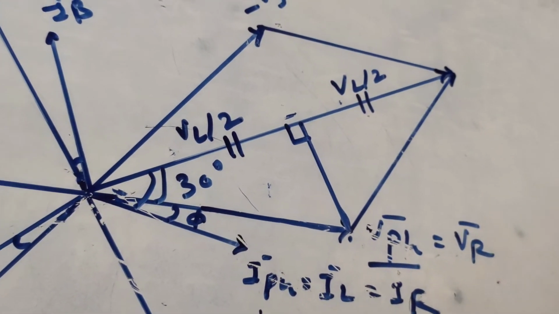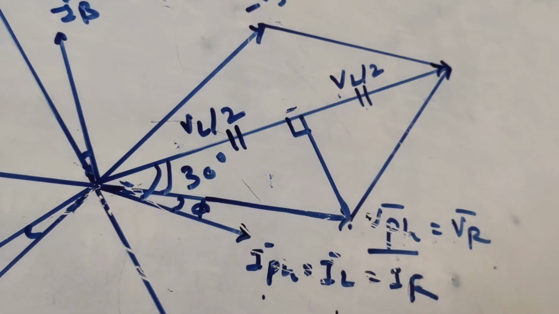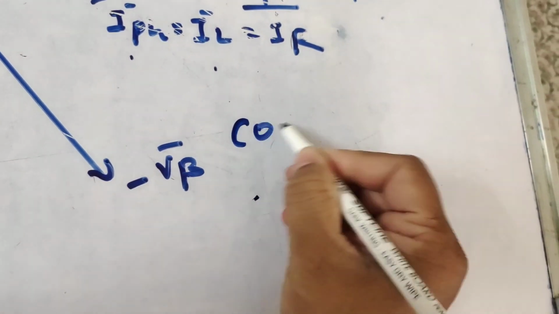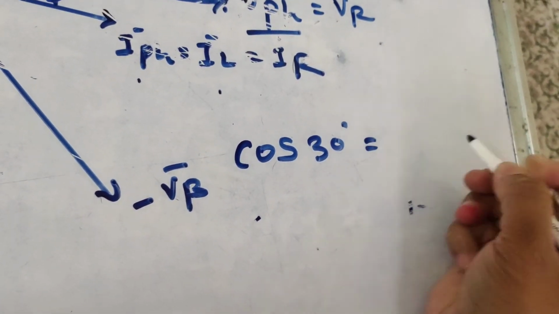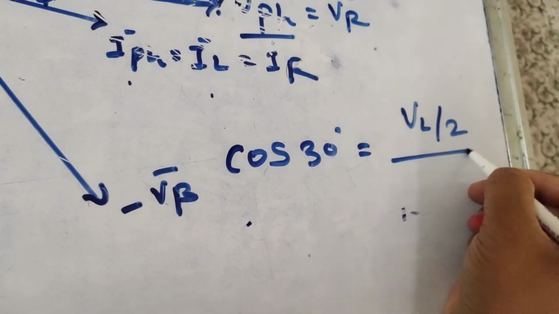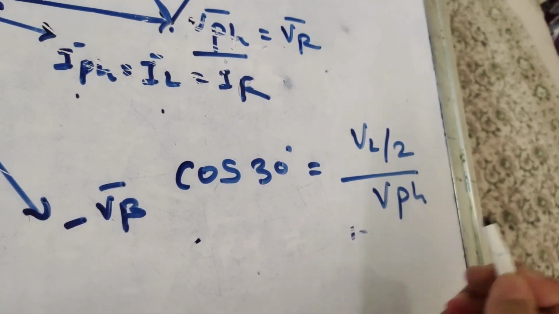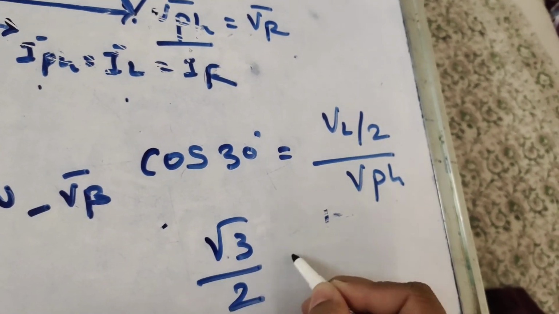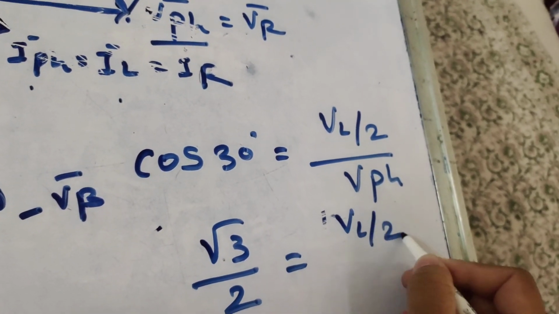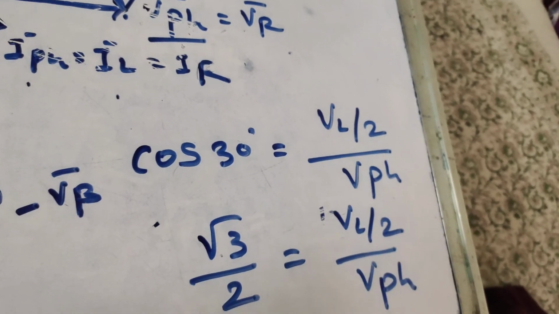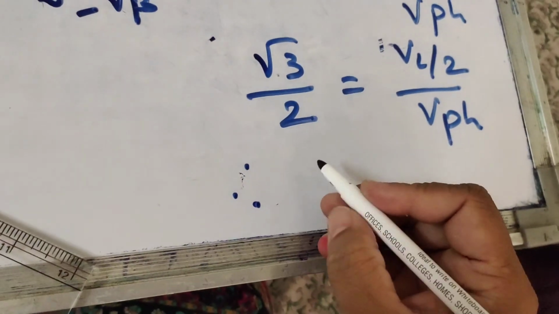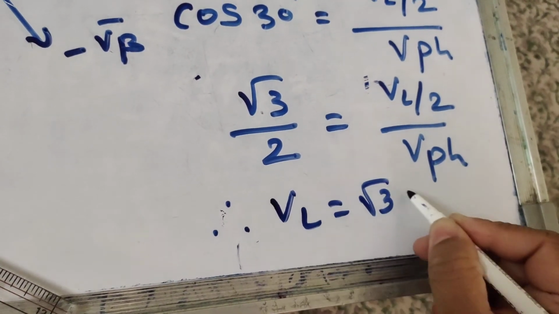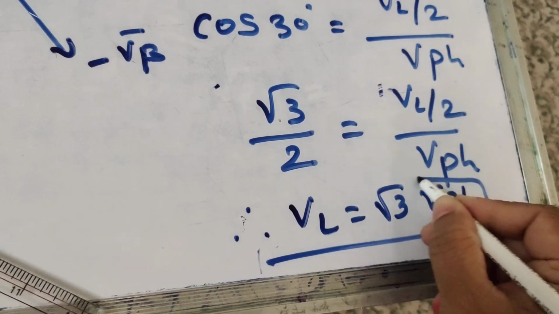Then from this triangle we can write cos 30 is equal to VL by 2 upon V phase. Now the cos 30 value is root 3 by 2, equal to VL by 2 upon V phase. So we are getting the relation VL is equal to root 3 V phase.